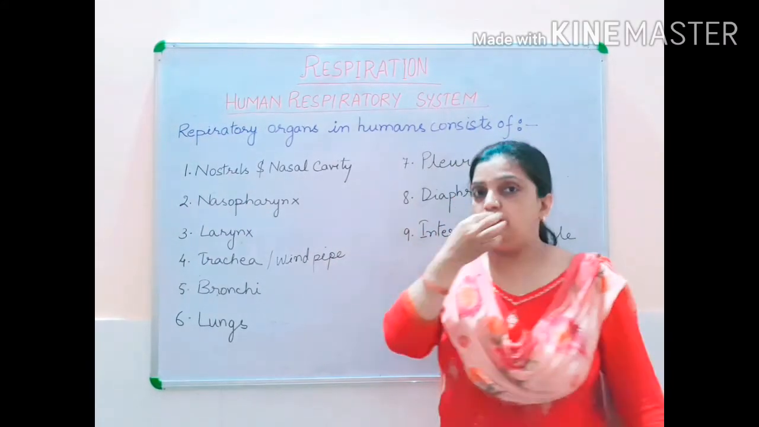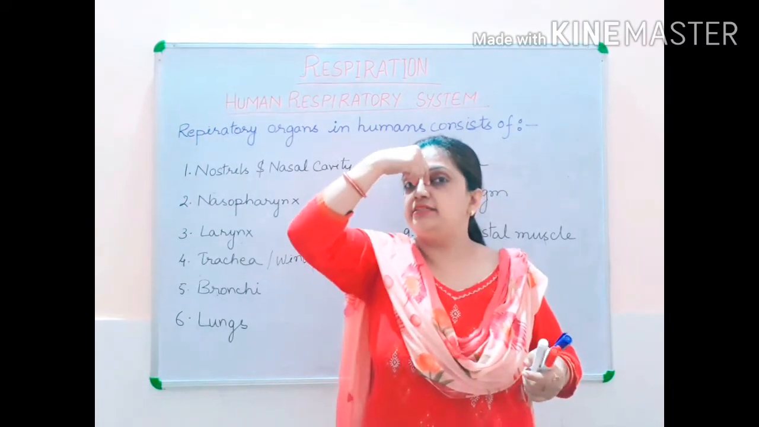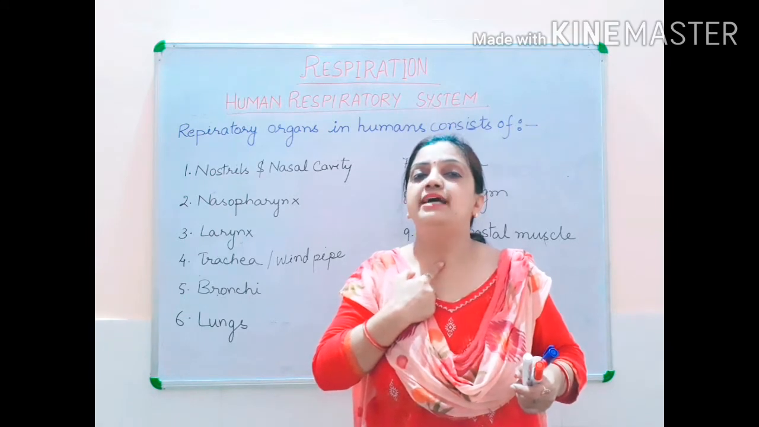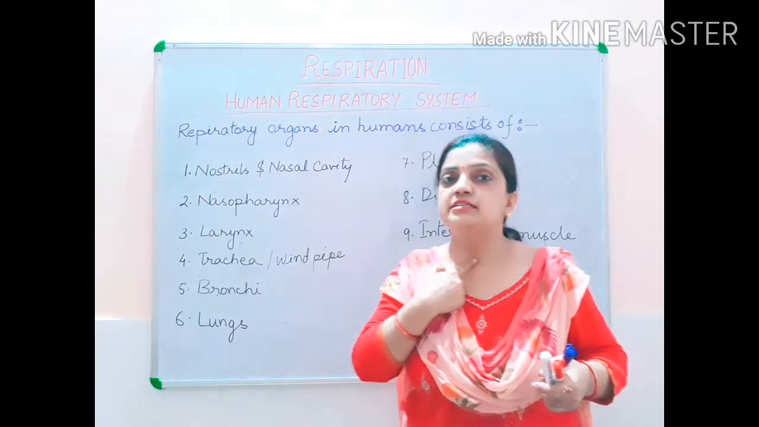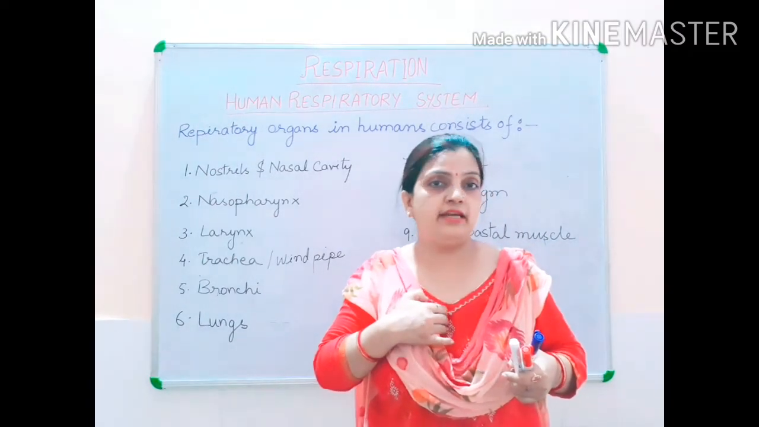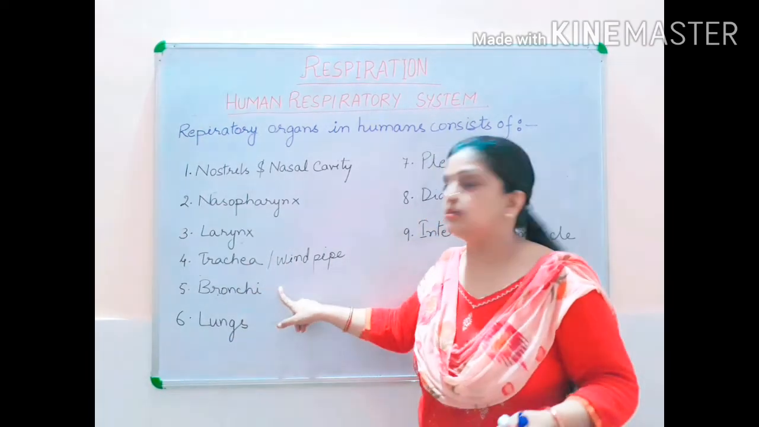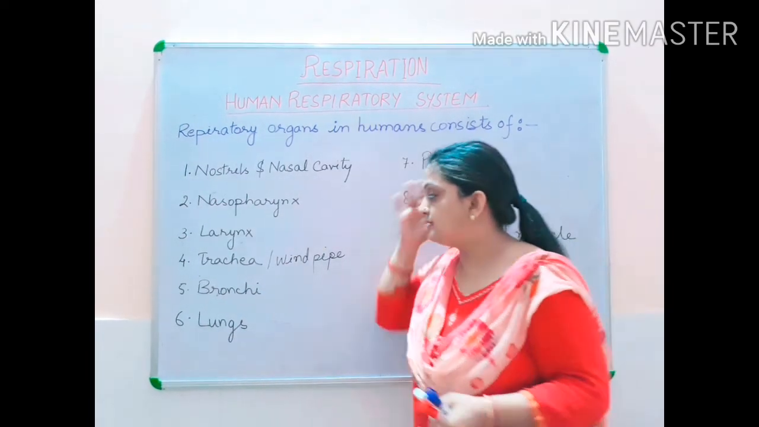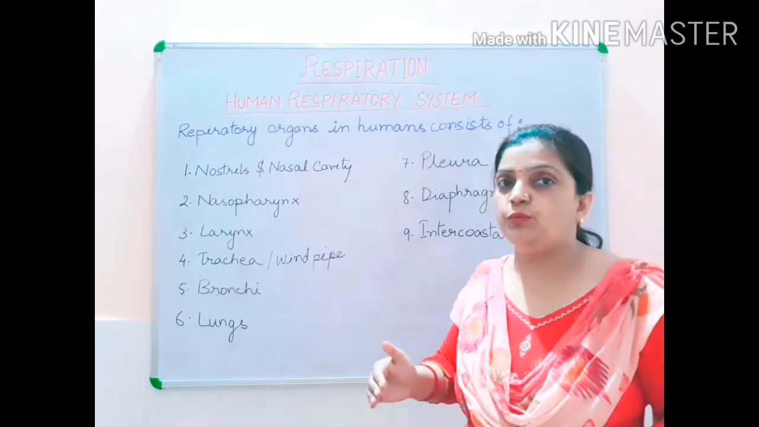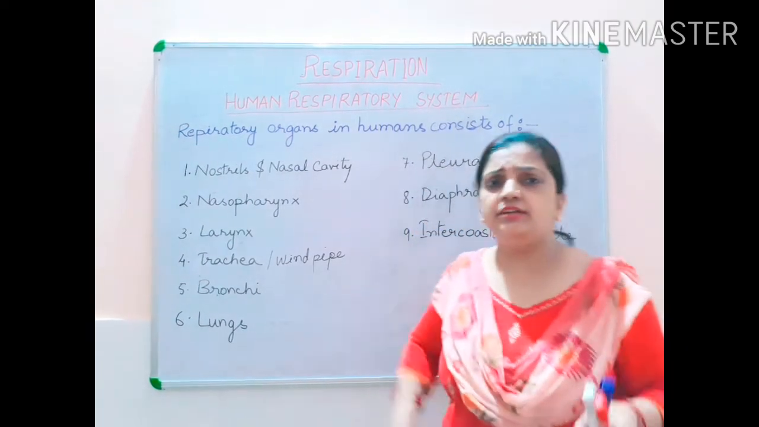Again I am repeating: nostril, nasal cavity, then nasopharynx, then the pharynx goes till the throat, called larynx. Larynx opens into the windpipe, which is also called trachea. This trachea divides into two branches called bronchi, and bronchi enter inside the lungs. Now internally, what is there inside the lungs? Internally we are not going to discuss now.